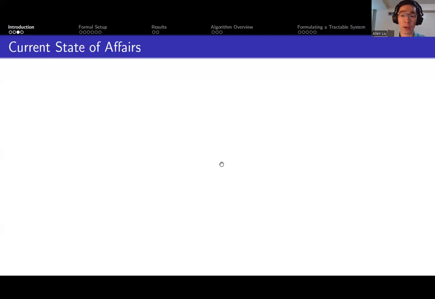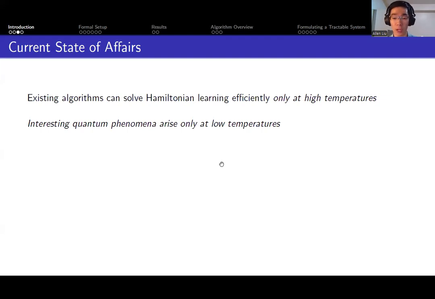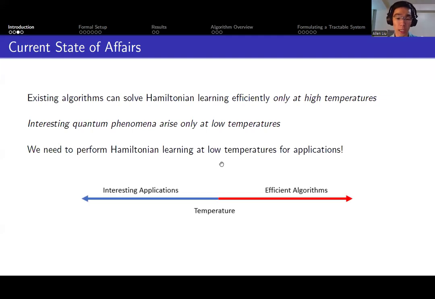So the current state of affairs in Hamiltonian learning is as follows. Existing algorithms can solve Hamiltonian learning efficiently only at high temperatures. Unfortunately, this is exactly at odds with why Hamiltonian learning is useful for applications, and that is because interesting quantum phenomena arise only at low temperatures. So this means that in order for Hamiltonian learning to be a useful paradigm for all of these applications, we really need to understand and perform Hamiltonian learning at low temperatures.